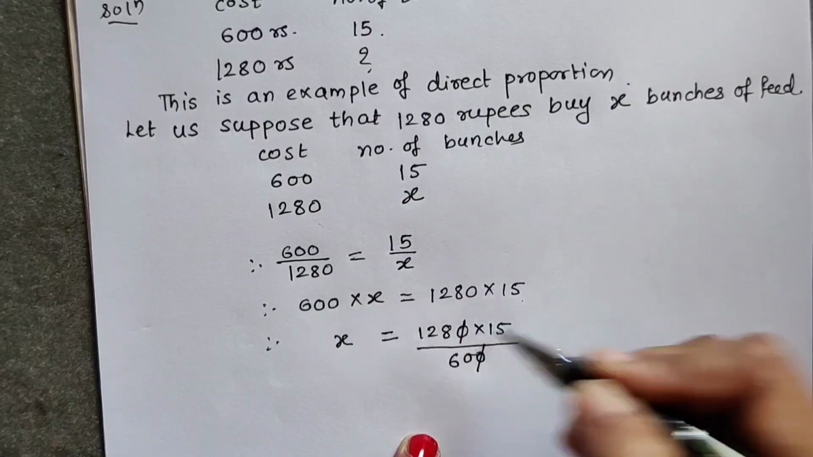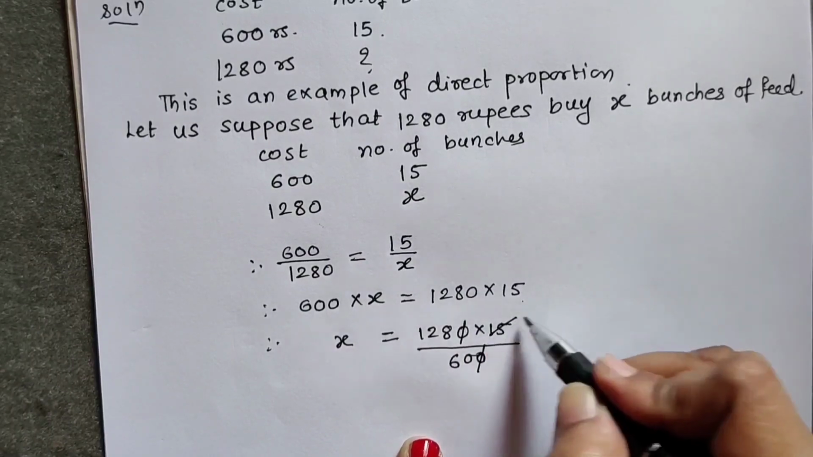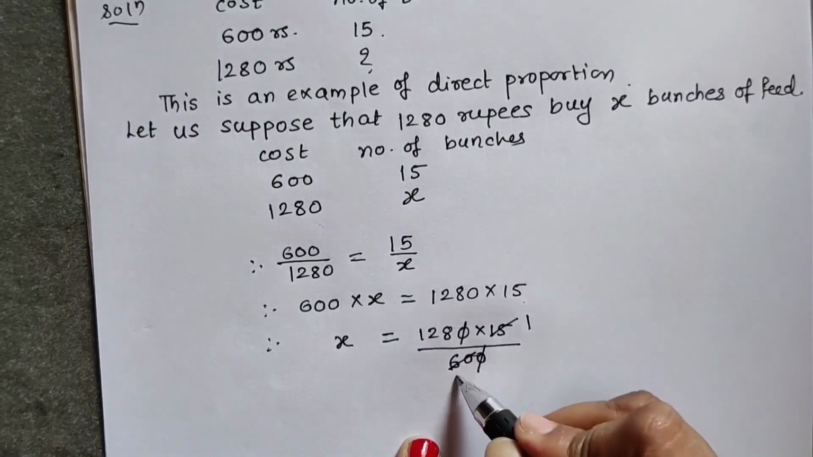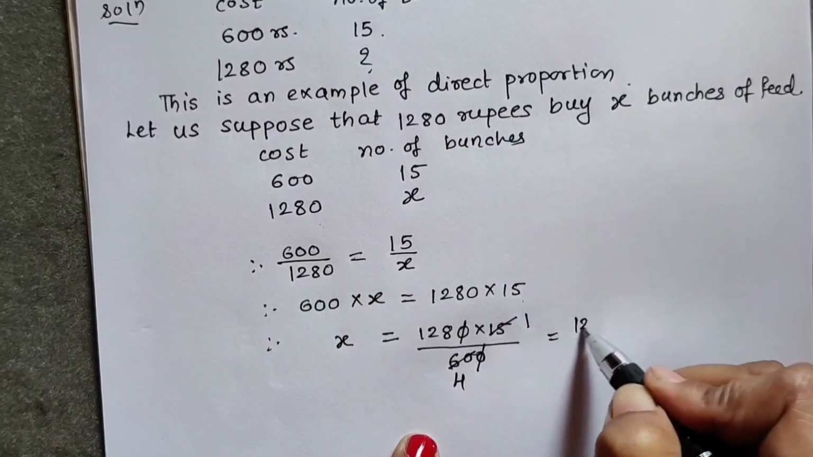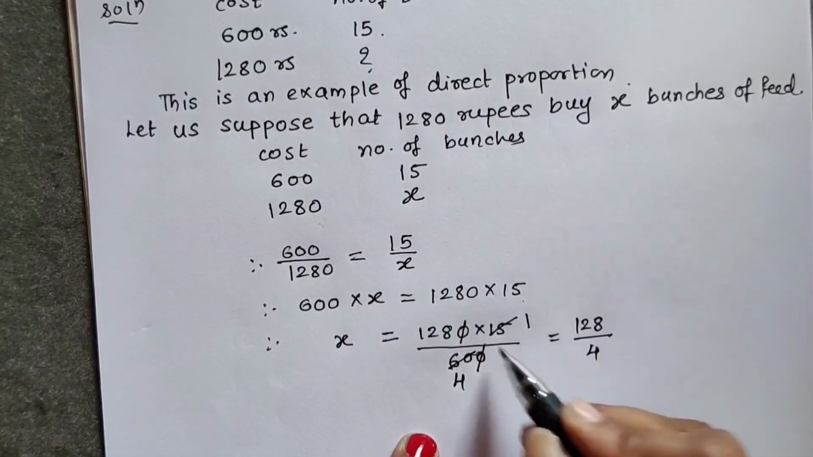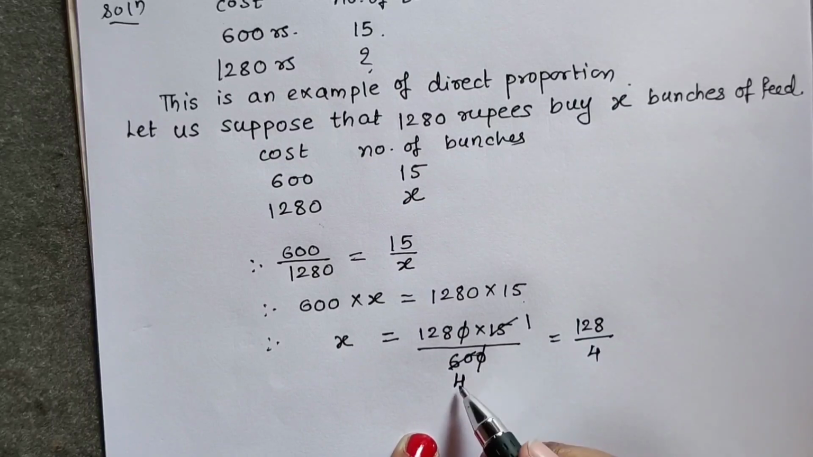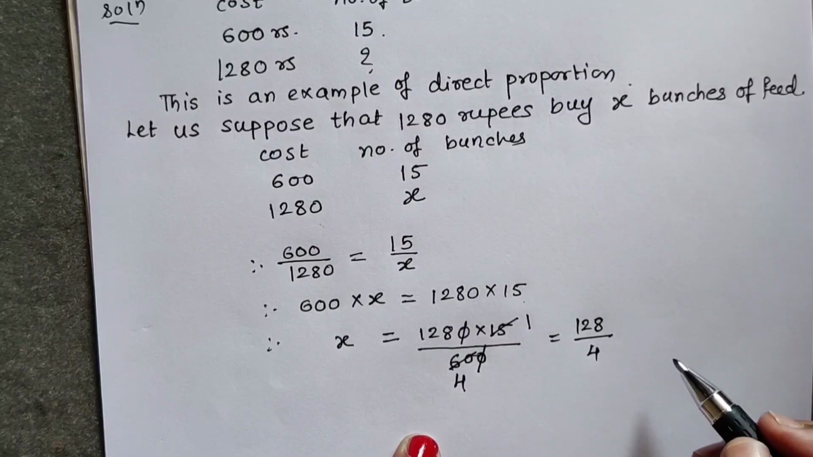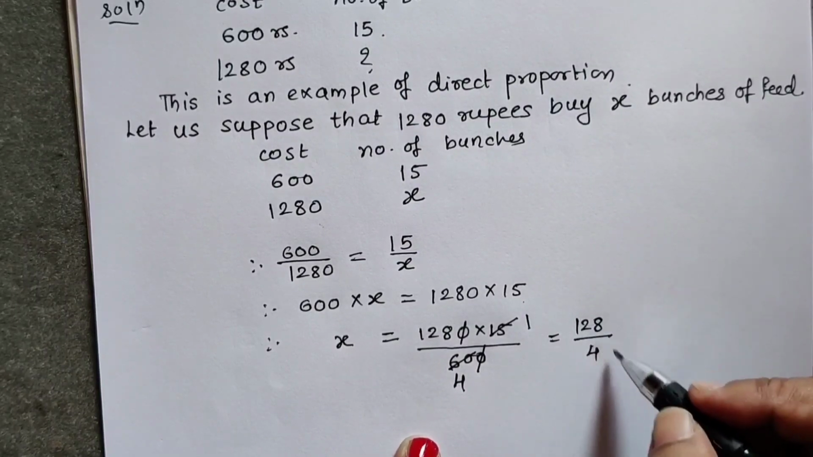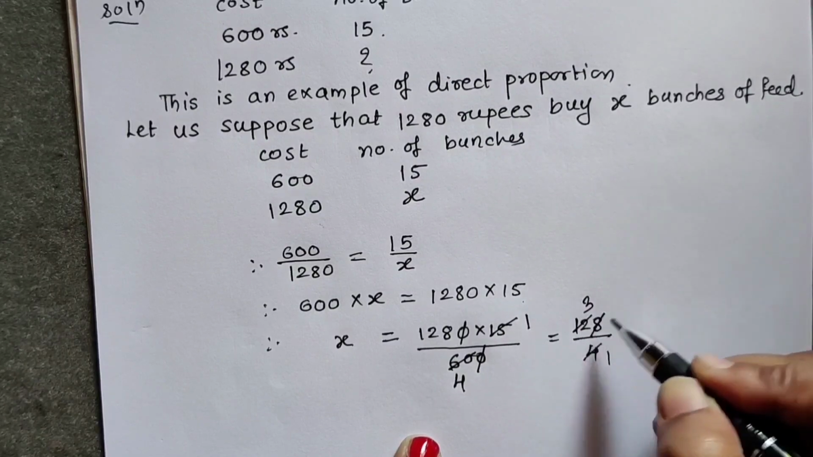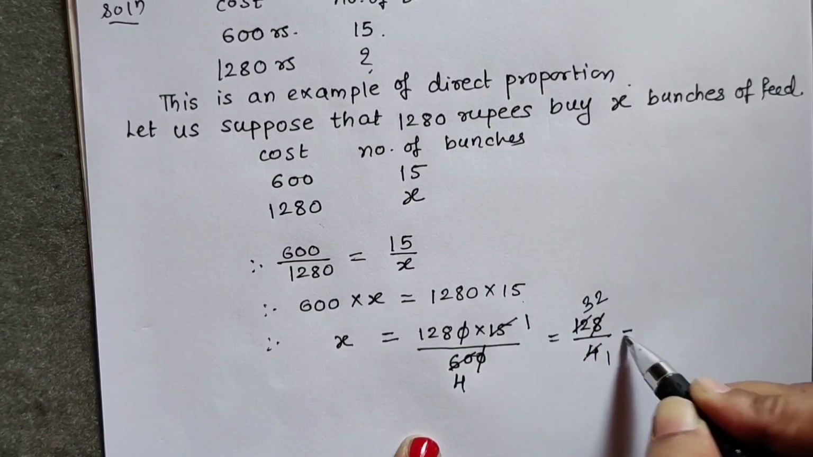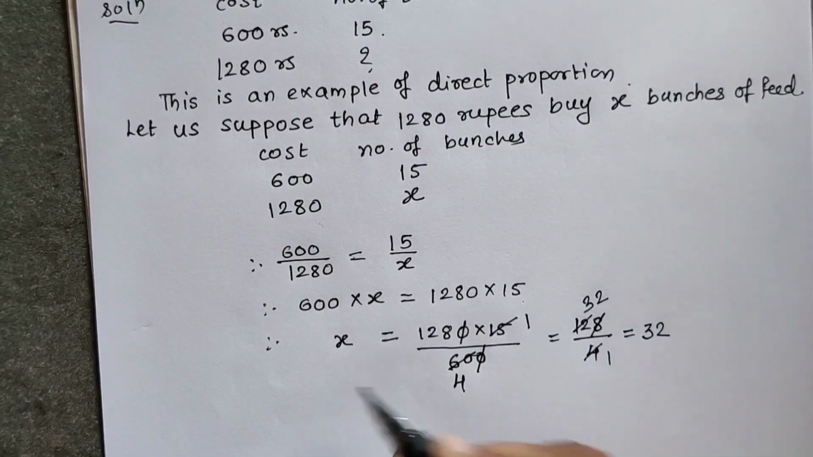10 cancels with 10. 15 ones are 15. 15 fours are 60. Now what are we getting? 128 upon 4. This 15 is totally cancelled. This 60, 600 is getting cancelled. We are getting 4 here. Now cancel 128 by 4. 4 ones are 4. 4 threes are 12 and 4 twos are 8. 32. X is equal to 32.